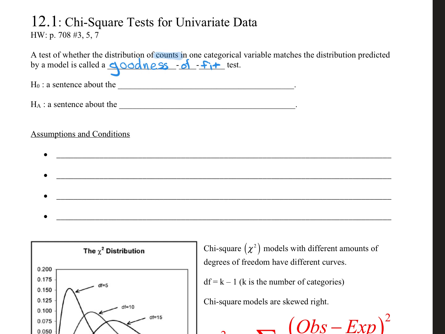All right, and our H0 and HA are going to be pretty different than what we've seen before. This time it's going to be a sentence. And for H0 specifically, the sentence is going to be about the distribution matching whatever the problem claims. And then your HA is going to be a sentence about the distribution not matching.